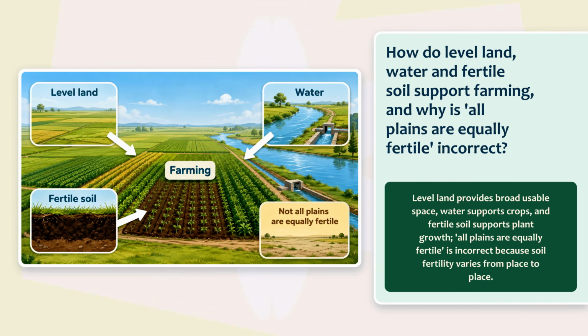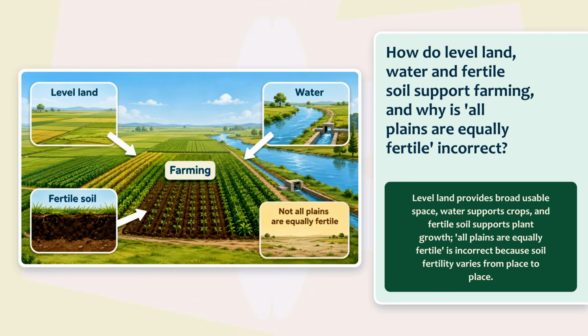How do level land, water, and fertile soil support farming, and why is "all plains are equally fertile" incorrect? The image gives both the benefit and the caution. Level land provides broad, usable space, water supports crops, and fertile soil supports plant growth. "All plains are equally fertile" is incorrect because soil fertility varies from place to place. The three conditions can support farming without being identical everywhere.